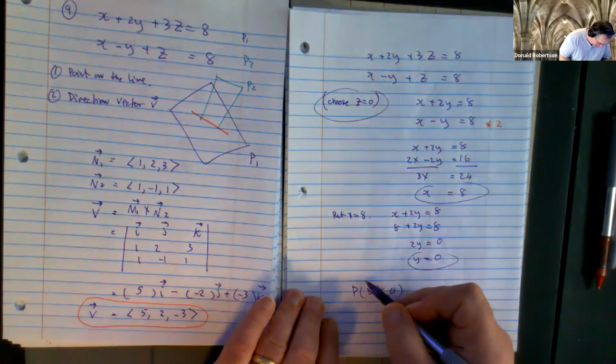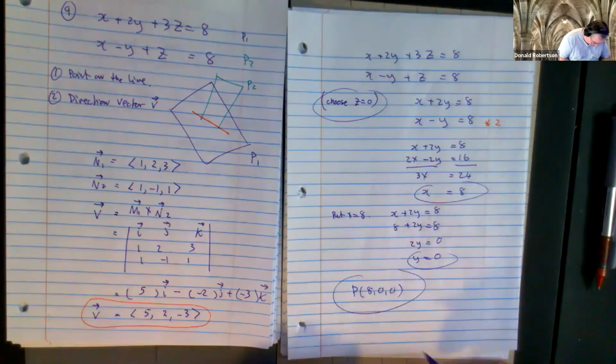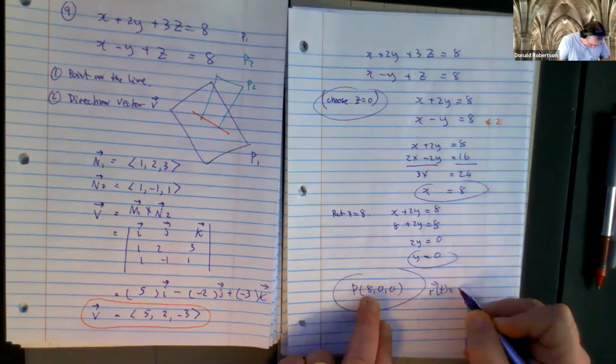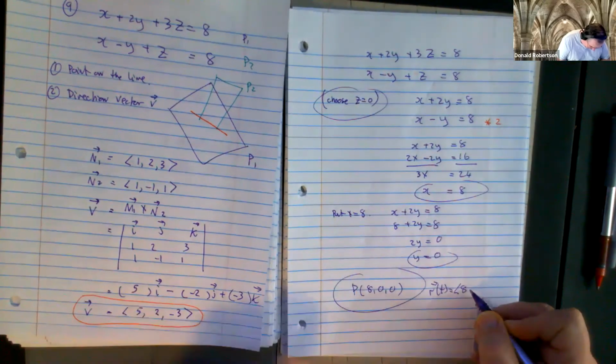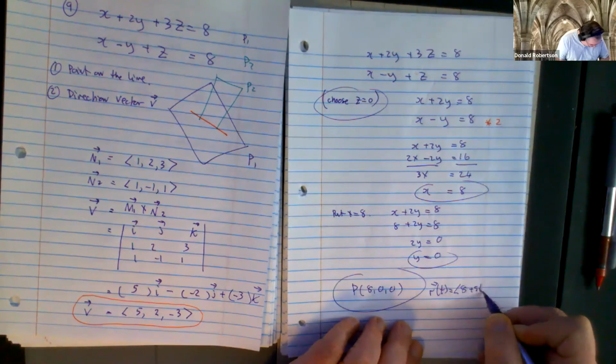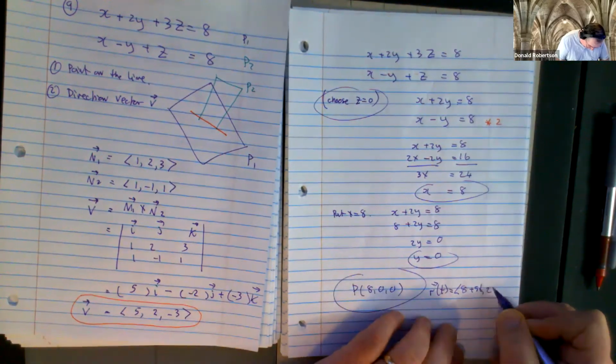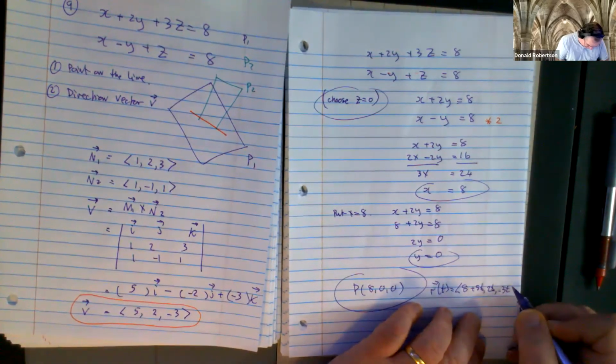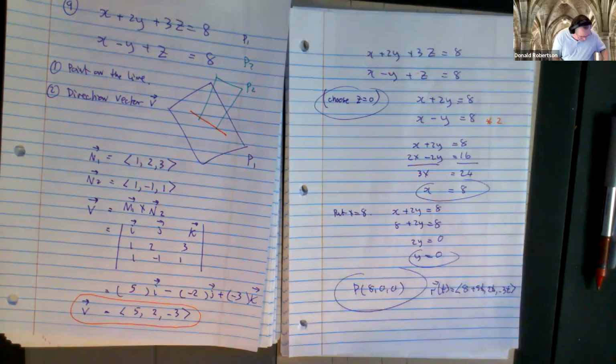Okay, I got a point. I got a position vector. Put the package together and we're done. It's going to be 8 plus 5t, nothing plus 2t, and nothing minus 3t, and call it good.